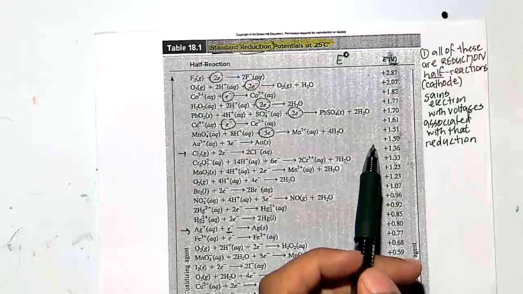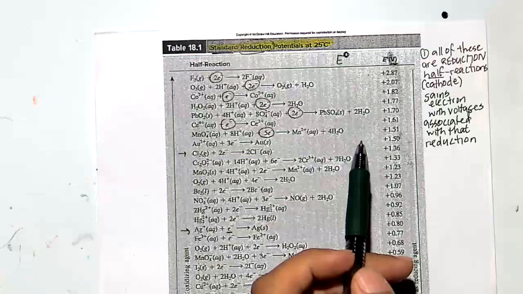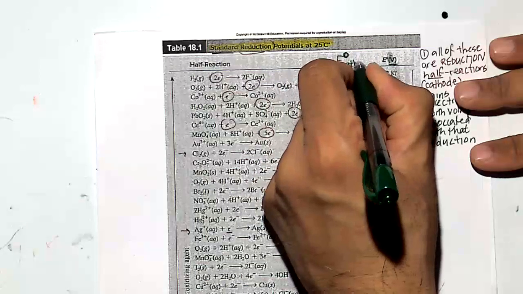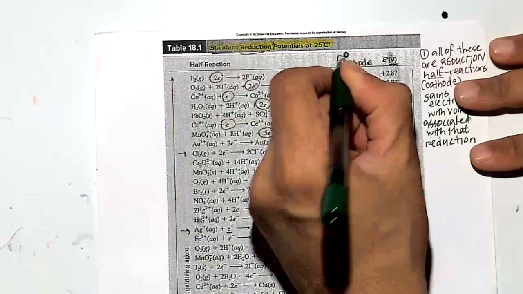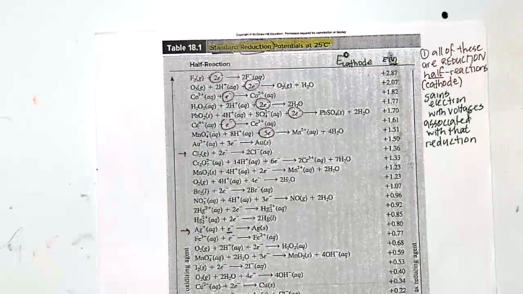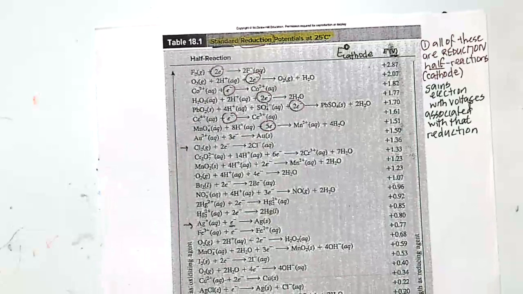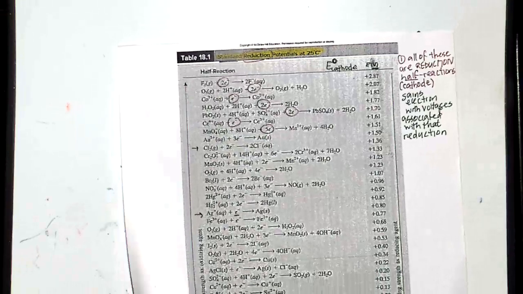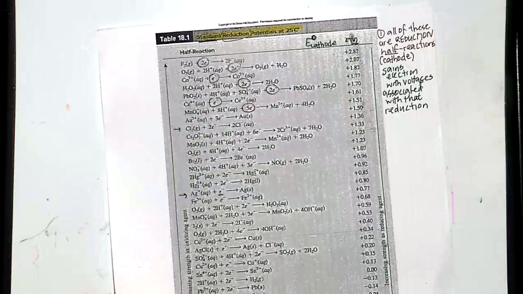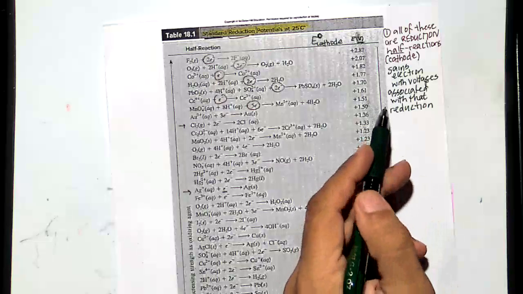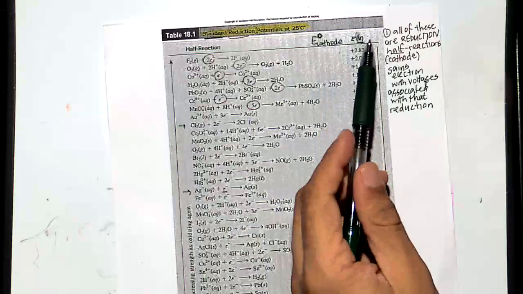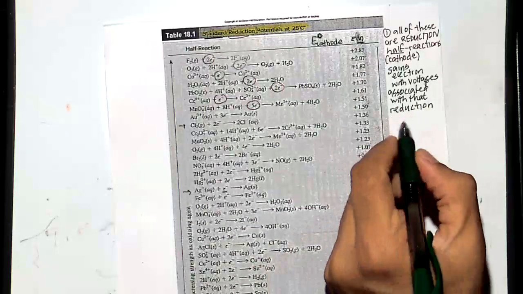I'm going to call this E standard state of the cathode, because these are all cathode reactions. All of these are reduction reactions. So that is point number one I want you guys to know from this: all of these are reduction half reactions, E cathode standard state, the standard state voltage.